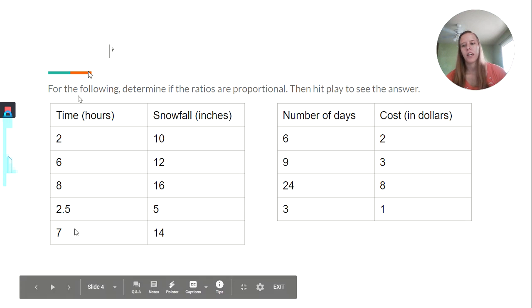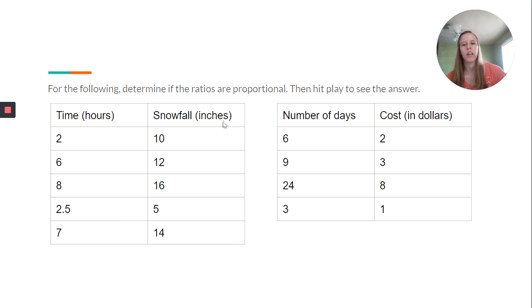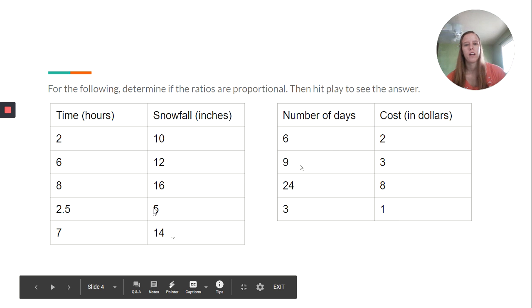So this one we're looking at time in hours to snowfall in inches. So we have 2 hours, there's 10 inches of snowfall. 6 hours, 12 inches of snowfall. 8 hours, 16, and so on. So if we take 10 divided by 2, we get 5. 12 divided by 6, we get 2. So we know already that they are not the same. So this one is not proportional. We know that already.